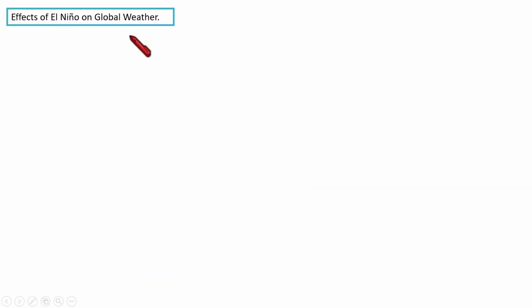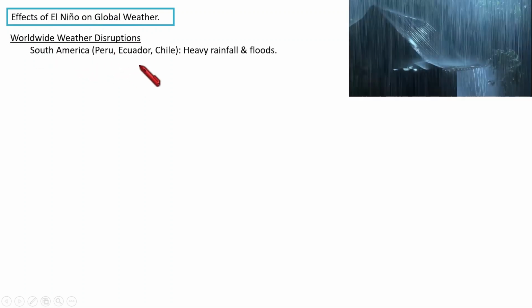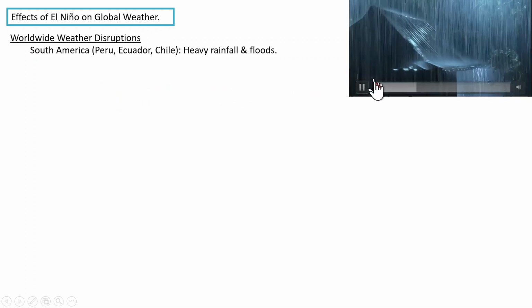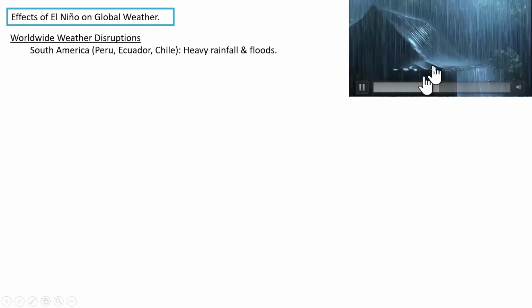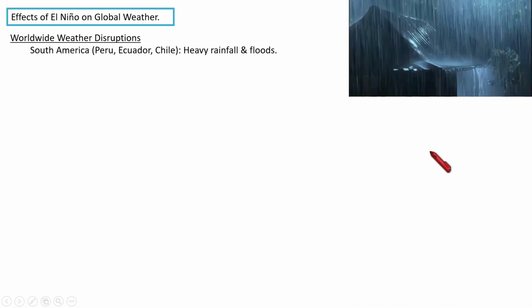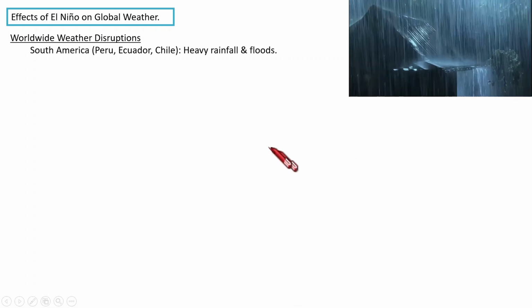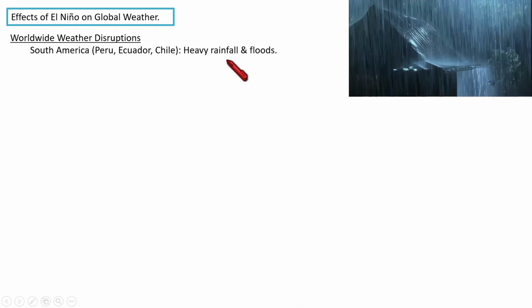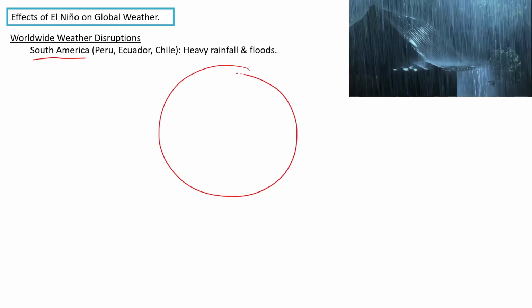Effects of El Nino on global weather, worldwide weather. Heavy rainfall, where? South America. I already told you in the former slide. Why am I drawing it again and again? To make it clear in your mind. That concept should be clear.